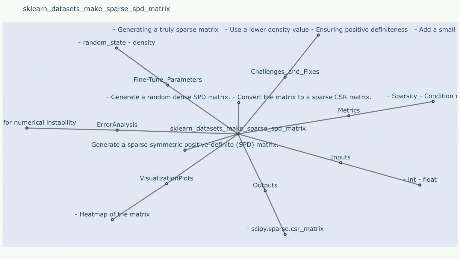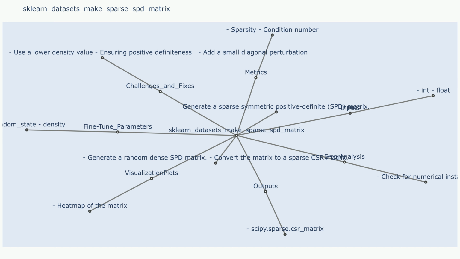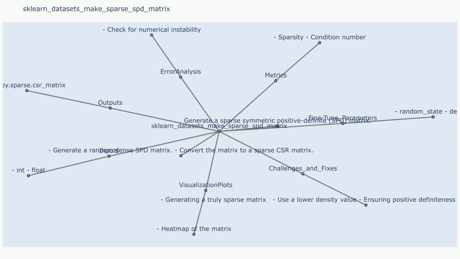Visualization plots: heatmap, a graphical representation of the sparse matrix. Fine-tune parameters: n_samples. Adjusting this parameter allows you to generate matrices with varying numbers of samples. Alpha: by changing alpha, you can control the density of the generated sparse matrix. Smaller alpha values result in denser matrices. Uncertainty methods: confidence intervals in applications where the generated matrix represents uncertainties. Confidence intervals can be calculated for the estimated values.